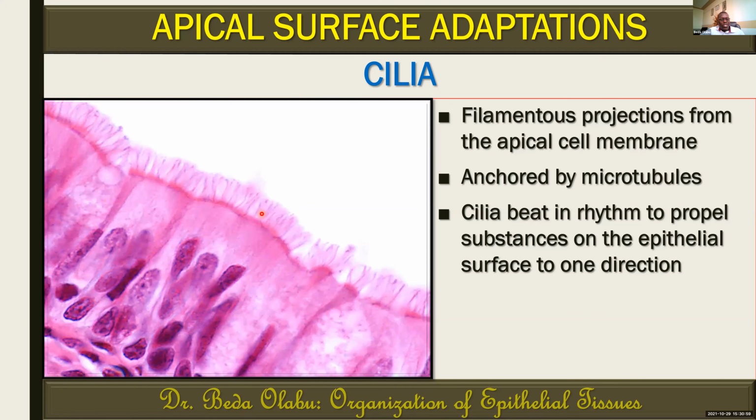Occasionally, we may ask you to state two differences between cilia and microvilli. So remember, in terms of the cytoskeleton that anchors cilia, it is microtubule. The cytoskeleton that anchors microvilli is actin filaments. And then remember, cilia is motile, while microvilli is not motile. So those conditions that affect microtubules may affect cilia, but will not affect microvilli.